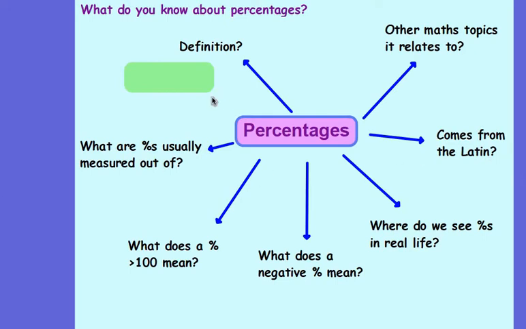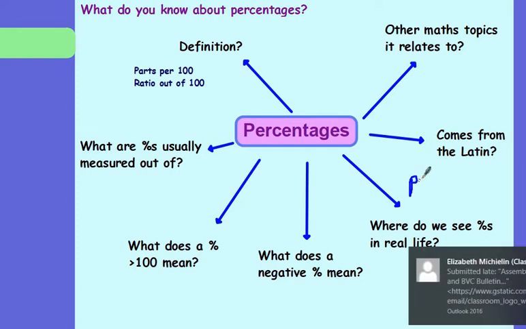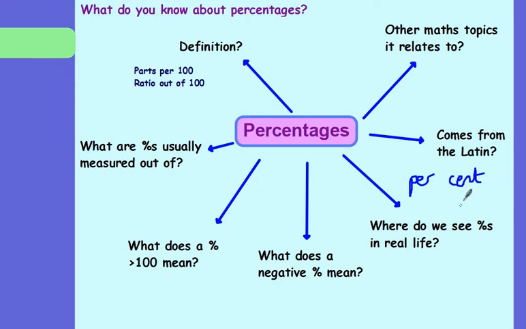Okay, so the definition of percentage. Percentage means parts out of 100 or ratio out of 100. And we know this because the word percentage comes from the Latin per cent, where per means out of and cent means 100. So we're always looking for something out of 100.